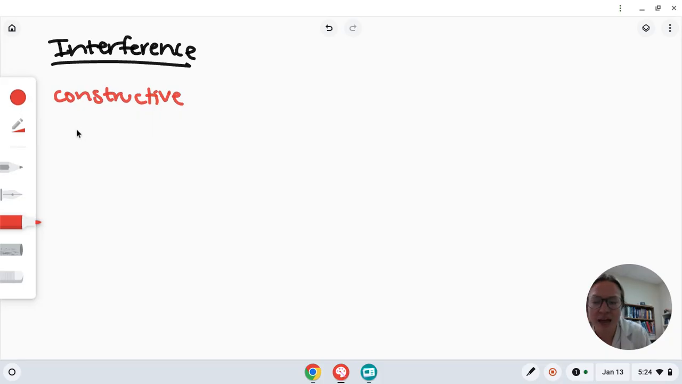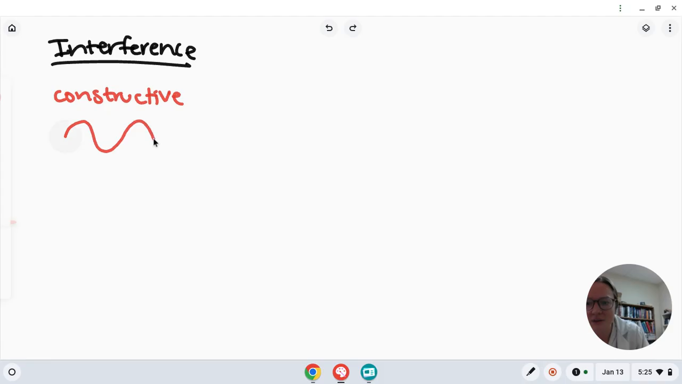First thing that we're going to talk about is constructive interference. Constructive interference happens when two waves are at the same place at the same time, and they're at the same place at the same time with, oh no, why would you do that? That's so sad. Now I have to start over. Okay, here we go. Yay.